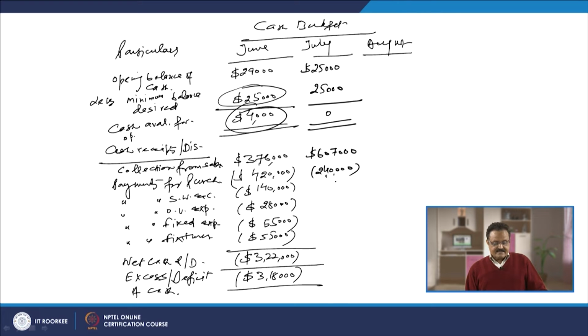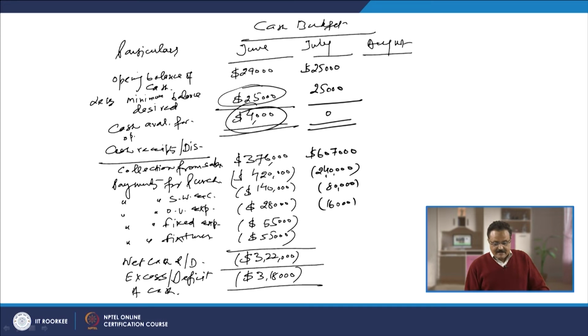Then we have to pay for the salaries, wages and commission. How much do we have to pay? The amount we are paying is 80,000 in the month of July, which also comes from that schedule. And then how much do we have to pay for the other variable expenses? Other variable expenses are at the rate of 4%, and that works out to $16,000. So, one payment is $240,000, another is $80,000, another is $16,000.